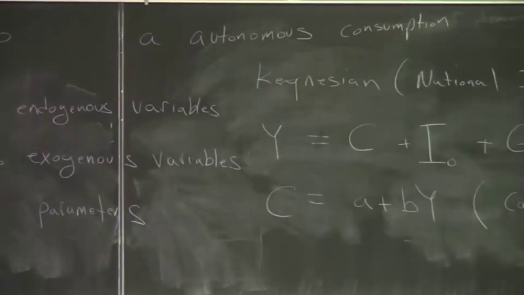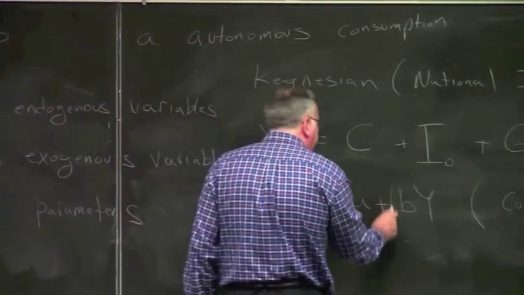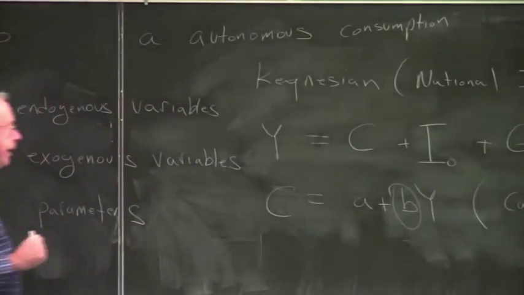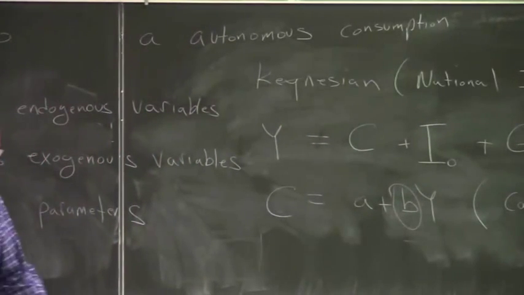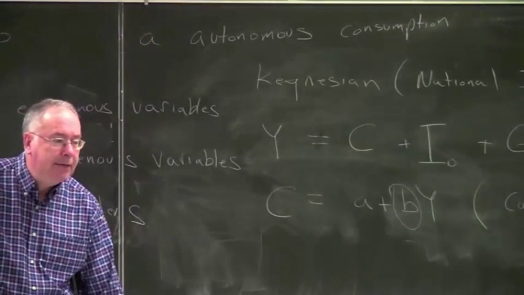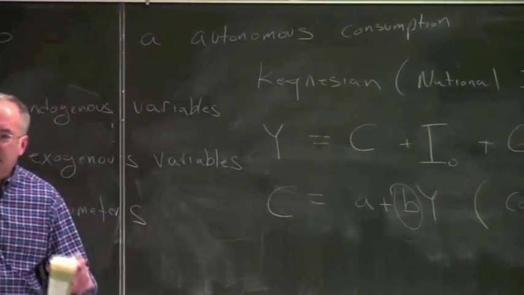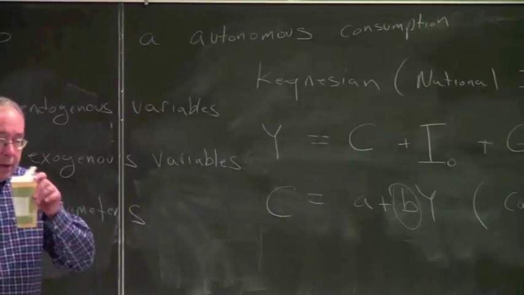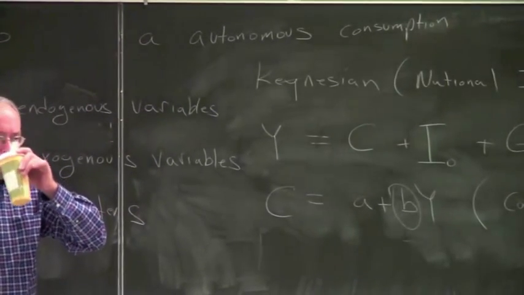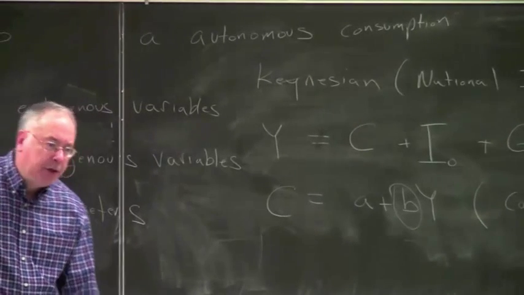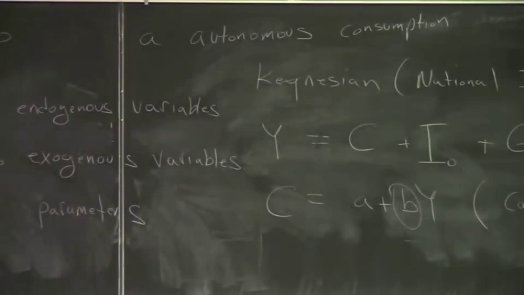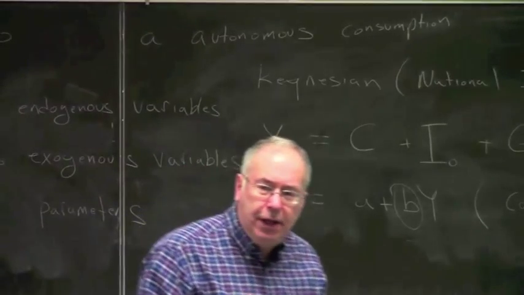Now, B, the meaning of this parameter B, in macroeconomics, did you discuss this? What is the meaning of this parameter B? Anybody remember from macroeconomics? Notice what it tells you. If income were to go up by $1, consumption would go up by that fraction B. Does that ring a bell? Yes? The multiplier?